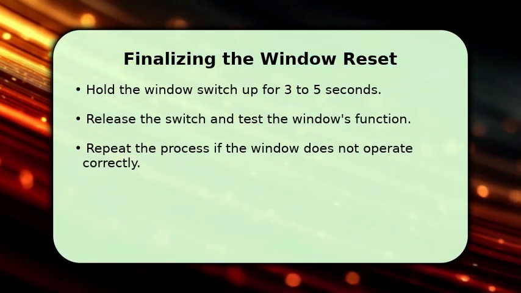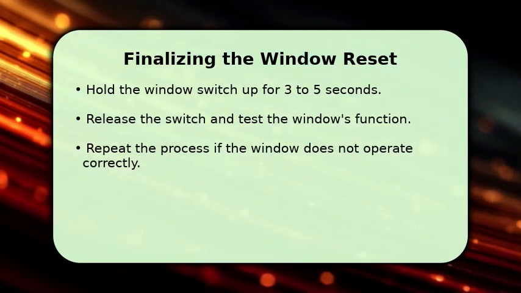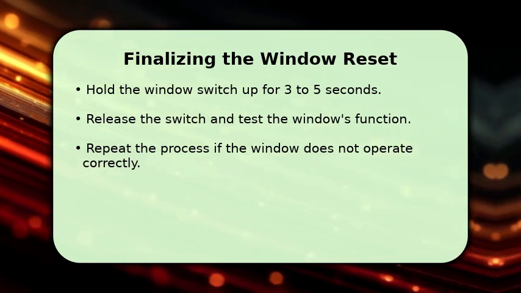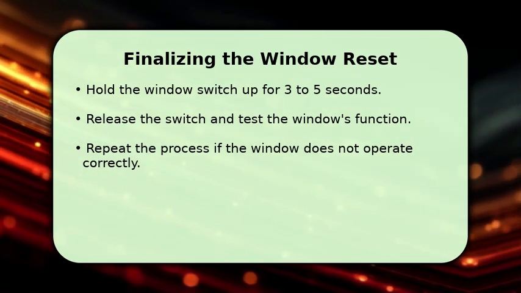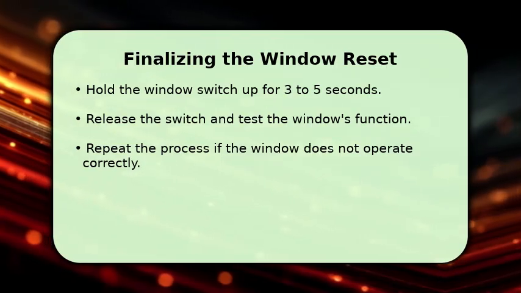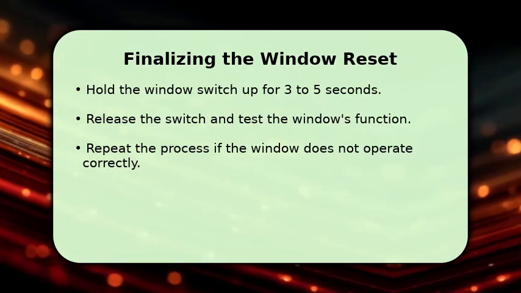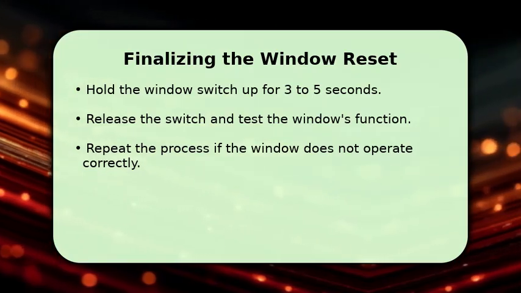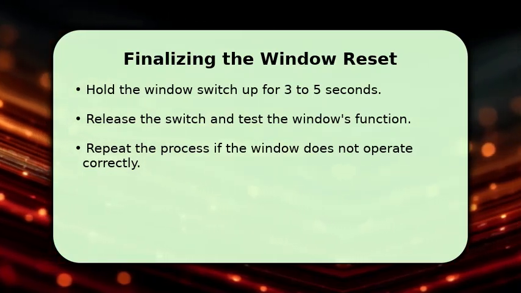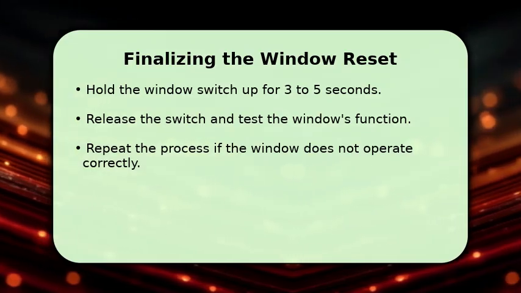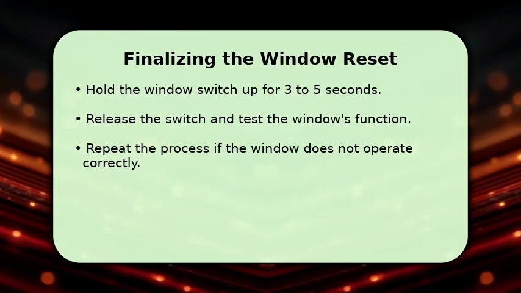To finalize the reset, once the window is fully closed, continue to hold the window switch in the up position for another 3 to 5 seconds. This action helps the system learn the window's upper limit. After holding, release the switch and test the window's automatic up and down functions. If the window still isn't operating as expected, simply repeat these steps from the beginning.